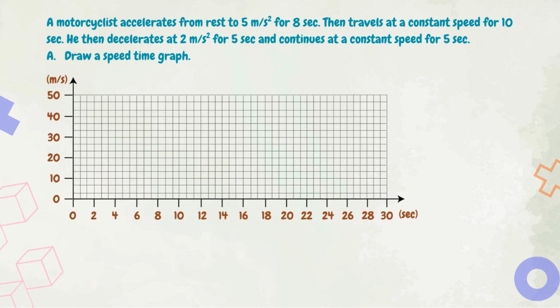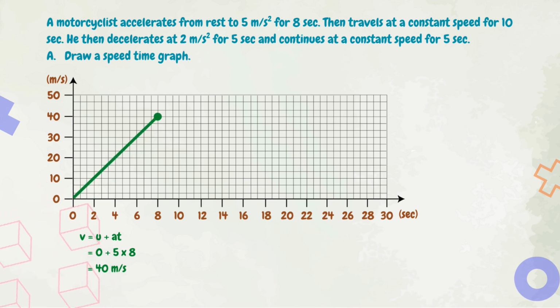The first statement says that a motorcyclist accelerates from rest at 5 meters per second squared for 8 seconds. We can find the velocity from this data. Final velocity is equal to initial velocity plus acceleration times time. Initial velocity is 0 as the motorist is from rest, acceleration is 5, and time is 8. This gives 40 meters per second. The first statement can now be plotted on the graph. Velocity is 40 and time is 8.